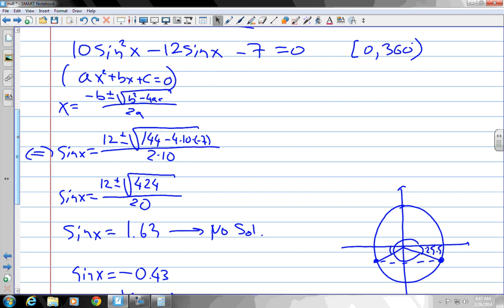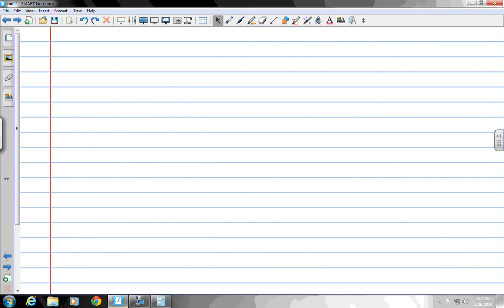Now, sometimes you see problems like this. Here's a fun one. Sine x plus cosine x equals 1. Okay. Now, not the squares, just sine plus cosine equals 1. So it's not always true. I need to find the values of x where that's true.